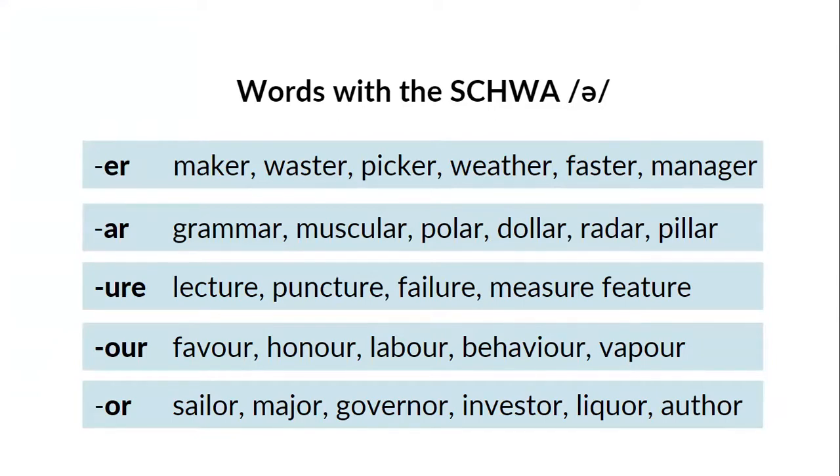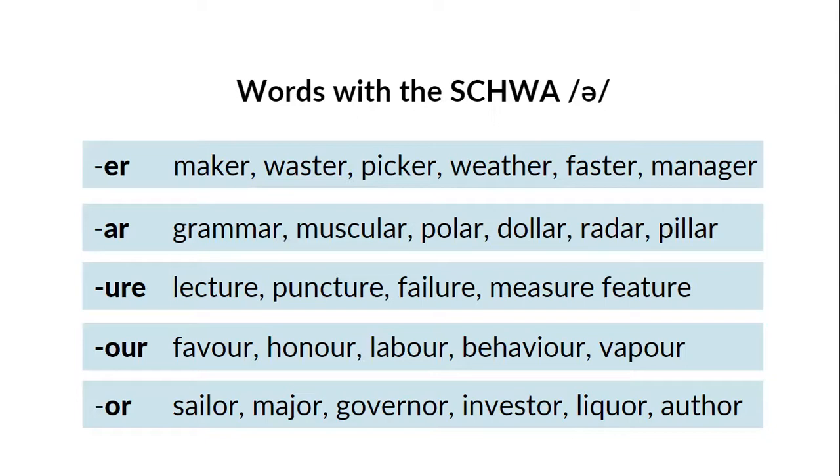URE in lecture, puncture, failure, measure, feature. OUR in favor, honor. Remember the H in honor is silent. Labor, behavior, vapor. Now for American English, you wouldn't have OUR, rather you just have OR. Then you have OR in sailor, major, governor, investor, liquor, and author.